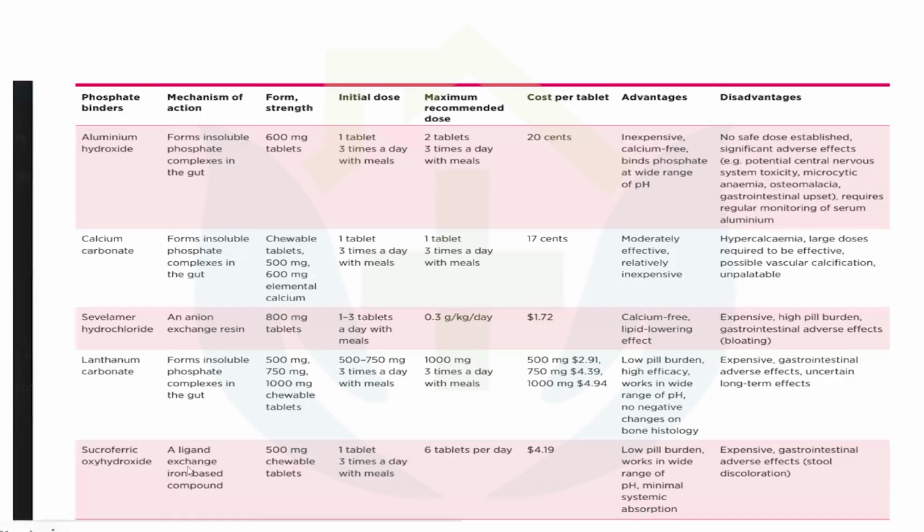Iron containing phosphate binders, we have sucroferric oxyhydroxide and ferric citrate. Advantages, it has iron, so additional iron supplementation can be avoided. Relatively low pill burden, but expensive and higher chance of GI adverse effects.